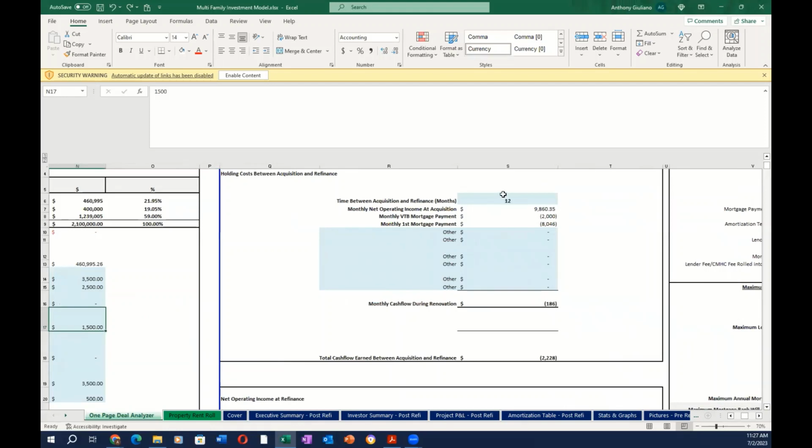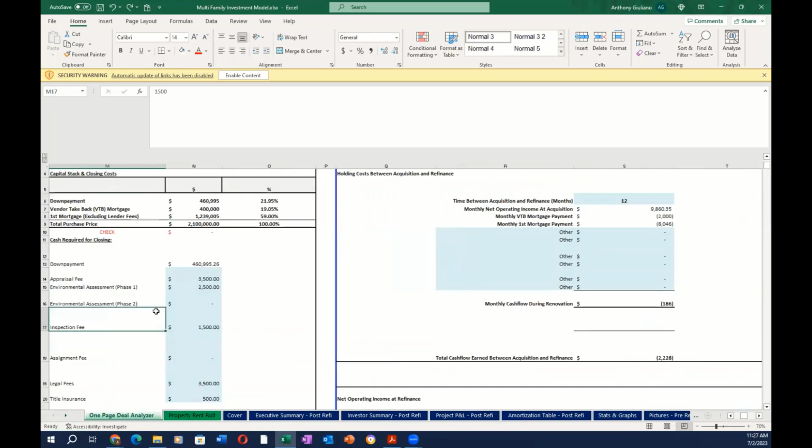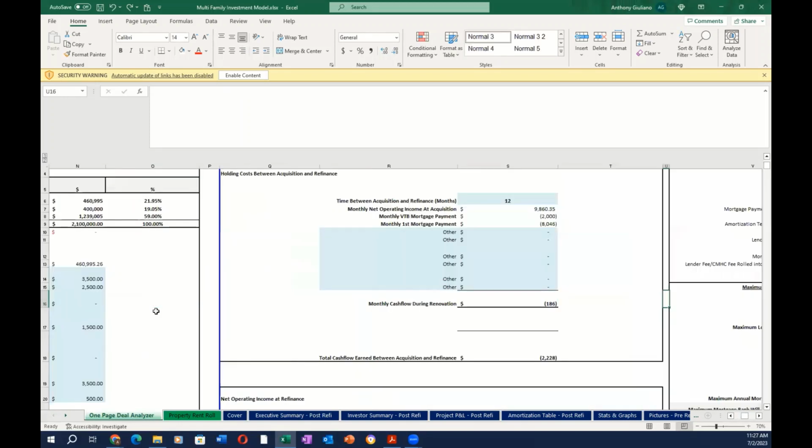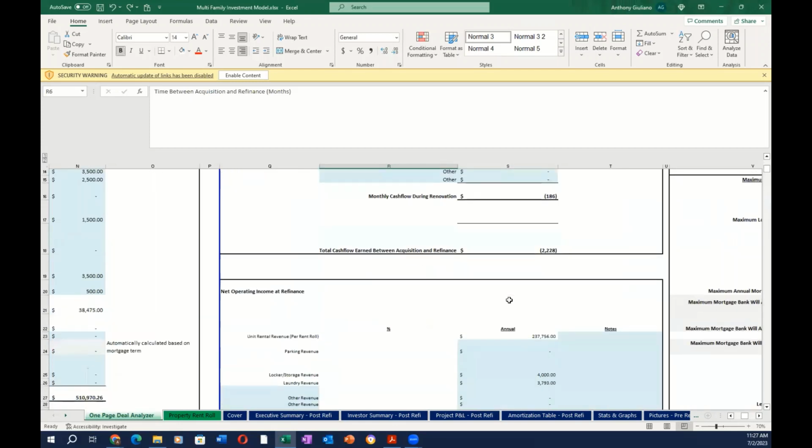Now, what I mentioned before is I like to line up this period to be in conformance with the refinance of the vendor take back mortgage, because the goal is to ultimately pay back the VTB mortgage with the refinance proceeds. So when you're trying to calculate the time between buying the property and refinancing it, you'll probably line that up with the VTB mortgage.